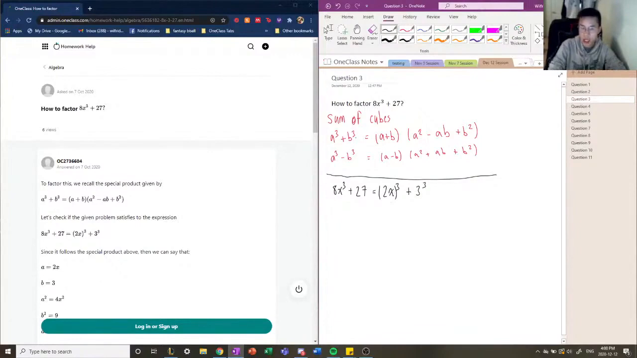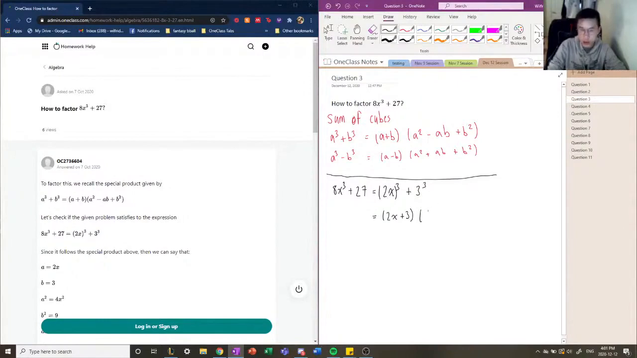And now we can apply the sum of cubes form, right? And by applying it, we see that this can be written as a plus b, so we're going to write 2x plus 3 times a squared, so 2x. A lot of people think, oh, our a is 2x to the power of 3, which is wrong, right? Your a is going to be what's inside the brackets.